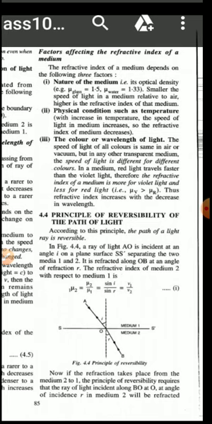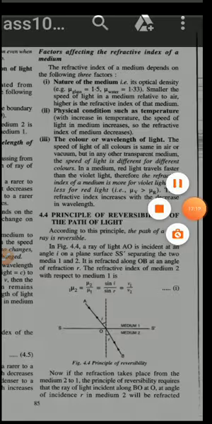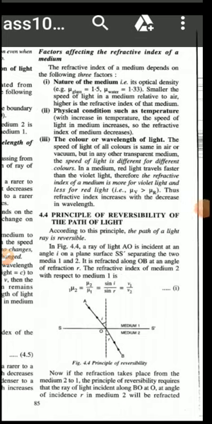The color of the wavelength. The speed of the light of all colors is the same in air or vacuum, but the speed of the light is different for different colors. Depending upon the color, the speed of the light will change. In a medium, red light travels faster than violet light. Therefore, the refractive index of the medium is more for violet light and less for red light. So you can note these points, either in terms of speed or in terms of wavelength.